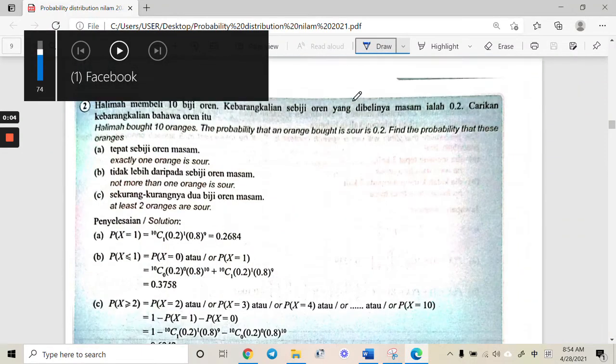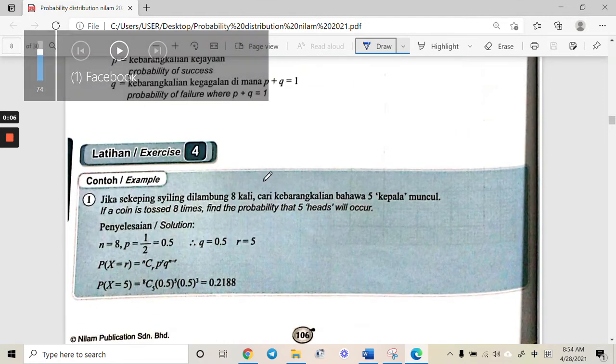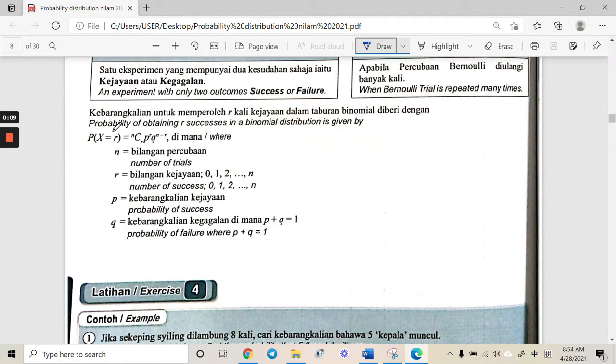So recall what you learned previously. You have learned how to calculate the probability for a binomial distribution. So the formula is P bracket. So this P bracket stands for probability of what? Of x equals R. So it equals nCr p to the power r q to the power n minus r.